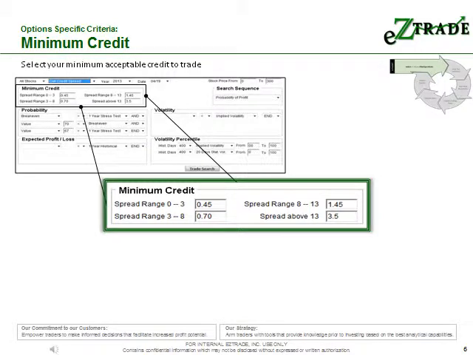In this example, which is a call credit spread, the first criteria we will choose is the amount of money or minimum acceptable credit that you're willing to sell the call spread for. It is based on the width of the spread that you're going to sell. This criteria will define your risk-reward profile for using this strategy.